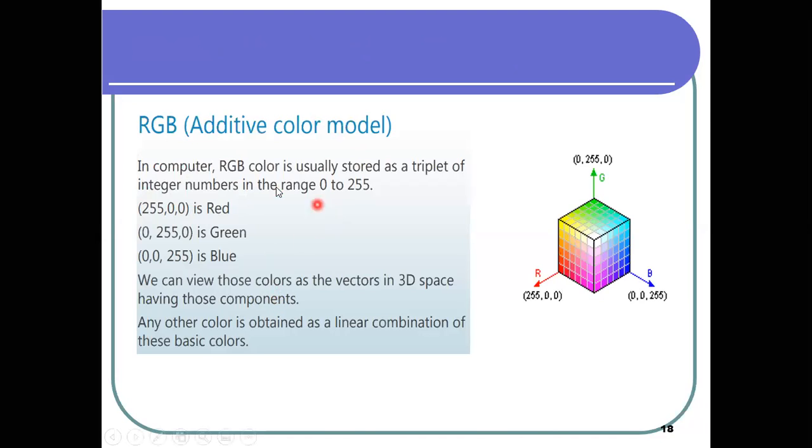Similarly, in the additive model, every color ranges from 0 to 255 in terms of 8 bits. So the red color can be written as 255 0 0, then green 0 255 0, and then blue 0 0 255. So how can we generate other colors with these possible linear combinations?